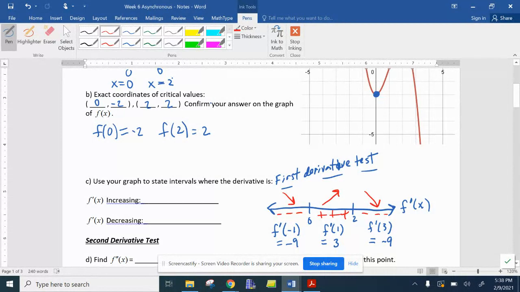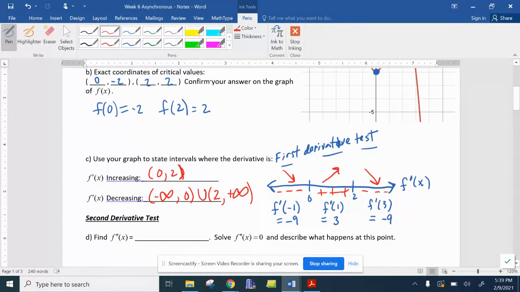And where am I going to be increasing? Increasing is just going to be between 0 and 2. Okay, and this is an open interval because it's not increasing or decreasing at 0 and 2. The derivative is 0. For decreasing, it's going to be negative infinity all the way up until 0. And then also, this is the union symbol, meaning I'm including both of these intervals from 2 forever to the right, positive infinity.